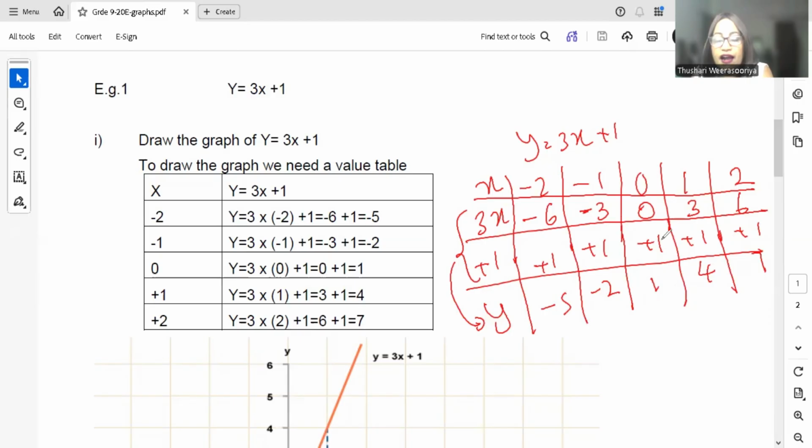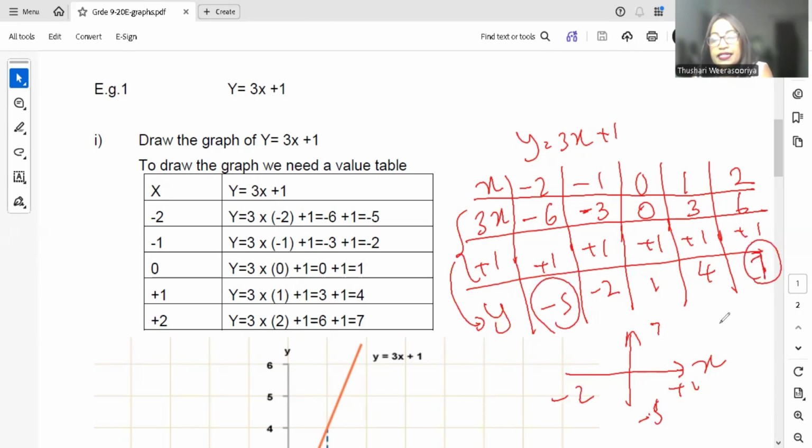By looking at the graph data, we draw the graph. Before we draw the graph, plan the graph. What is the range we are drawing? X values we can take minus 2 to plus 2. Y values we can take plus 7 to minus 5, because minus 5 is the smallest one, and the biggest one is plus 7. Then you draw the Cartesian plane and mark the points.